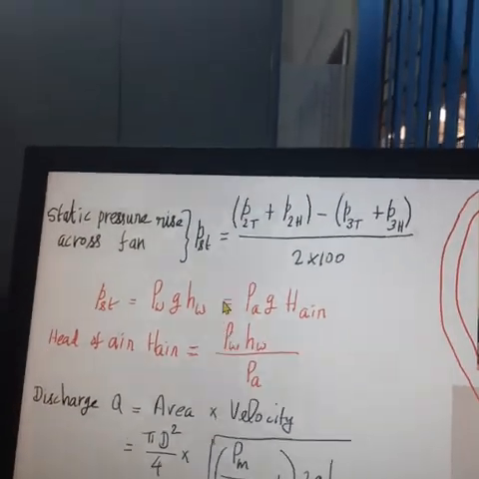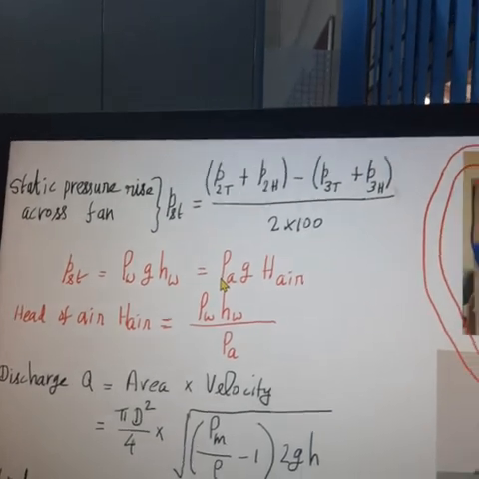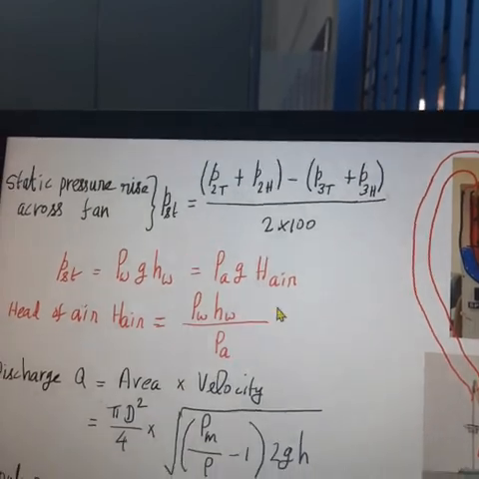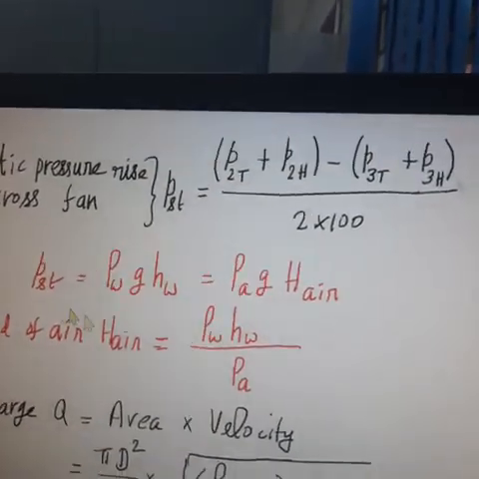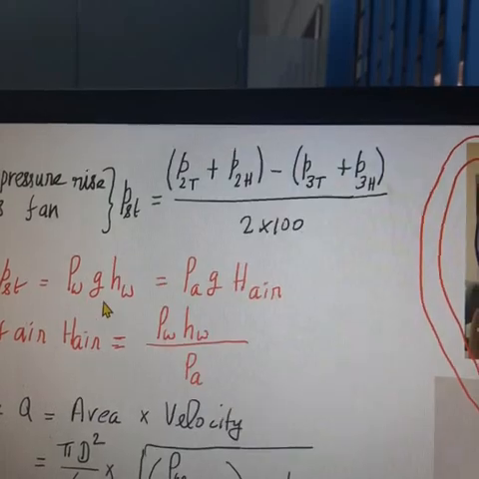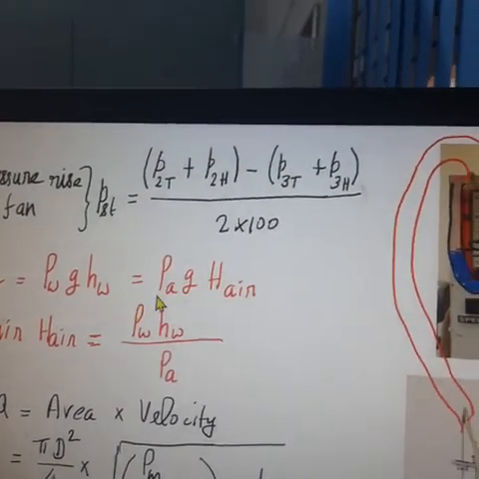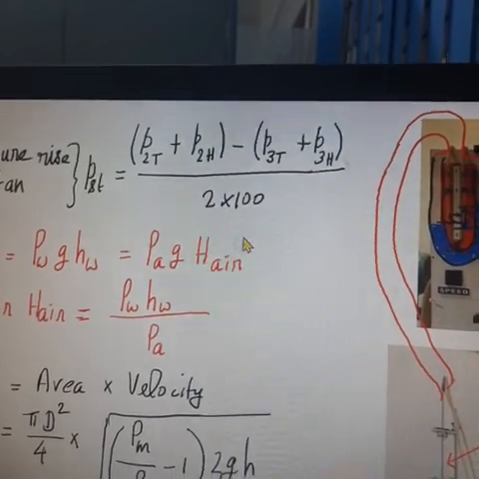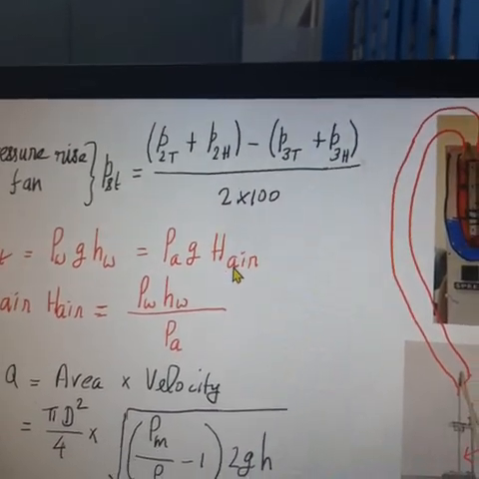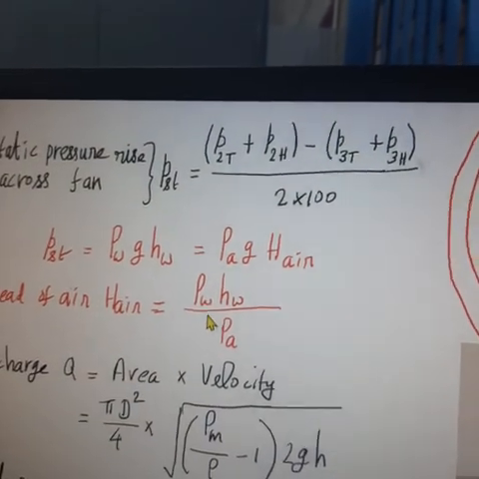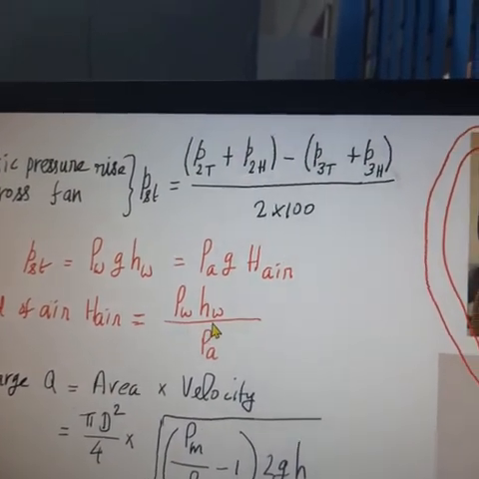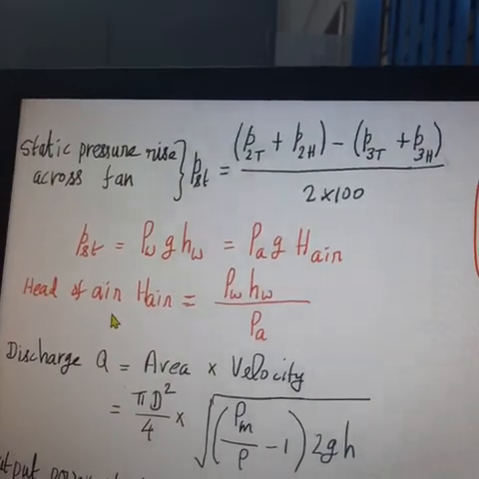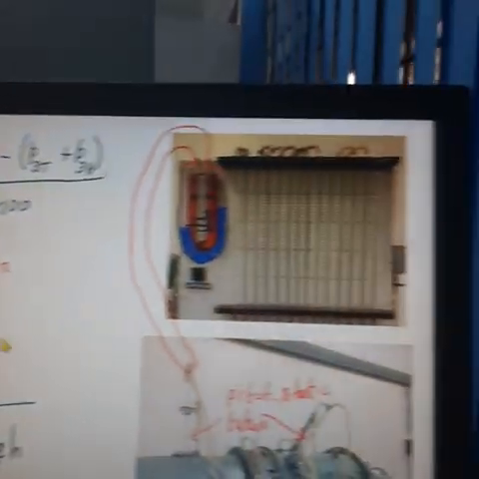We have to convert this pressure found in meter of water column into meter of air column using this formula. So static pressure is given by rho g H of water column, which is equal to rho g H of air column. Since we want to find the pressure in terms of air column, we are taking this H of air to the left side, and this is given by rho of water times H of water divided by rho of air.